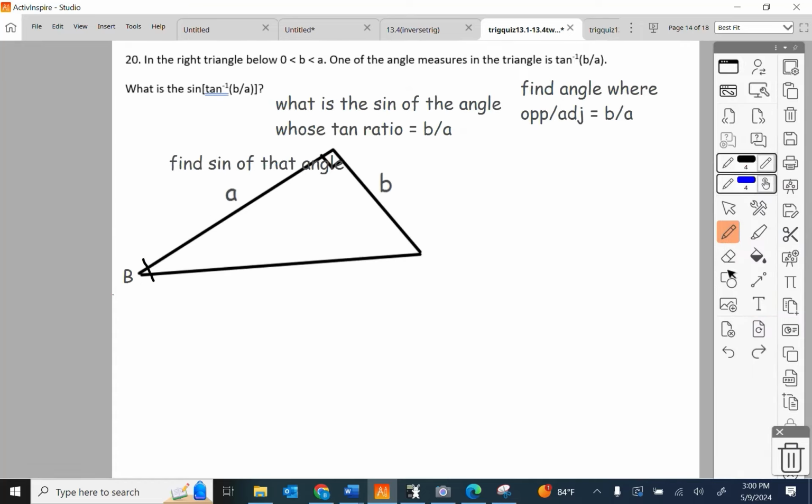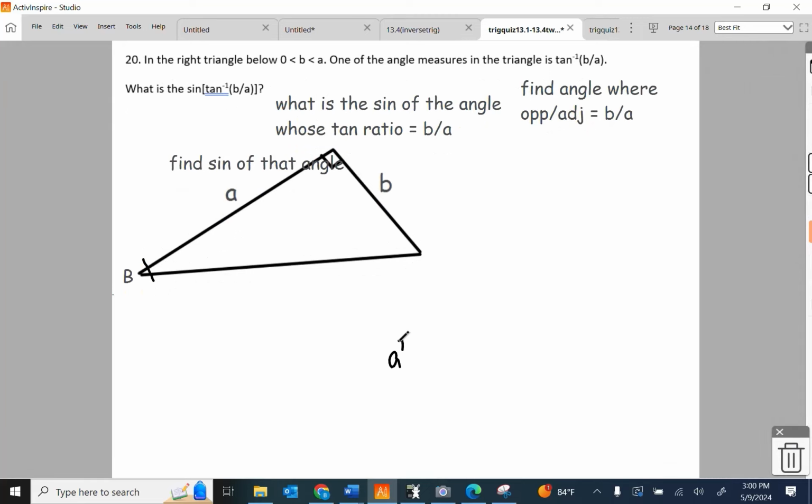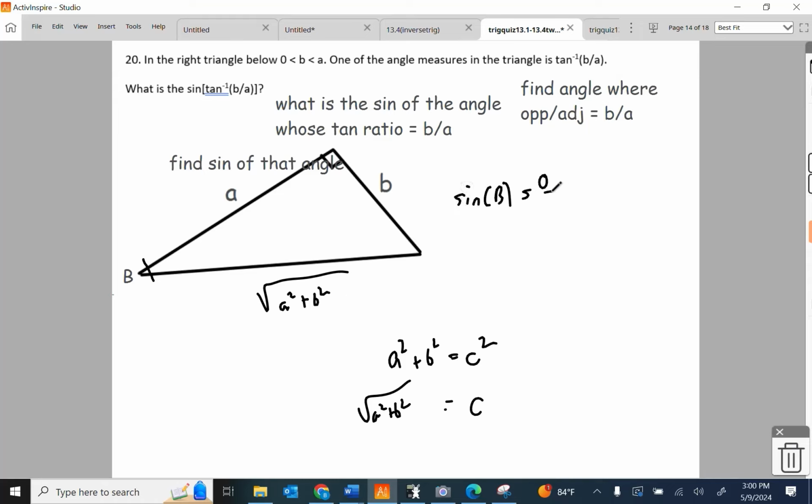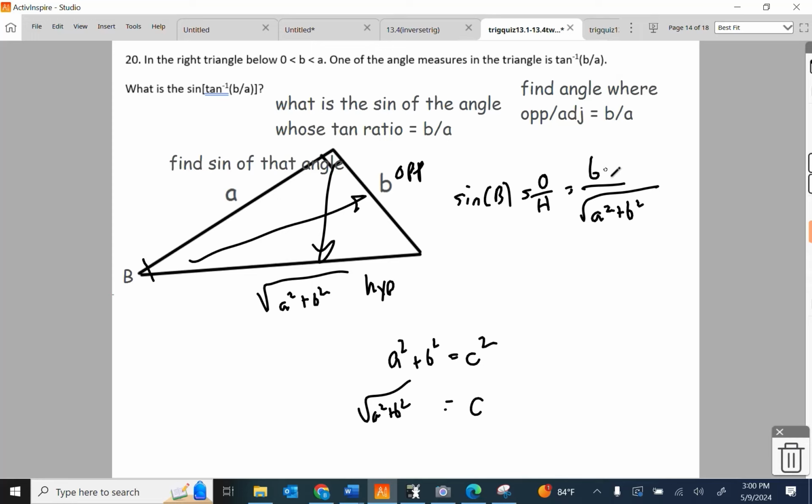I'm going to have to do a little bit more of that Pythagorean theorem. This one is literally a squared plus b squared equals c squared, right? So c is the square root of that. This is an ACT style question. And I want to know the sine of B. Well, I know that the sine of an angle is the opposite over the hypotenuse. That's opposite. That's a right angle, so that's the hypotenuse. So it's going to be little b over the square root of a squared plus b squared. Done. Moving forward.